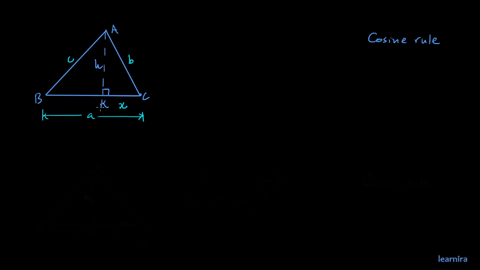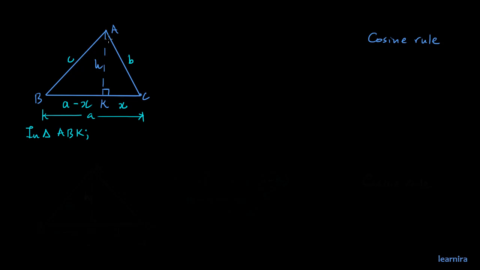Now, if this is x, it definitely means that BK will be a minus x, because if, for example, a is 5 meters and x is 2 meters, you would expect BK to be 5 minus 2, which is going to be 3 meters.